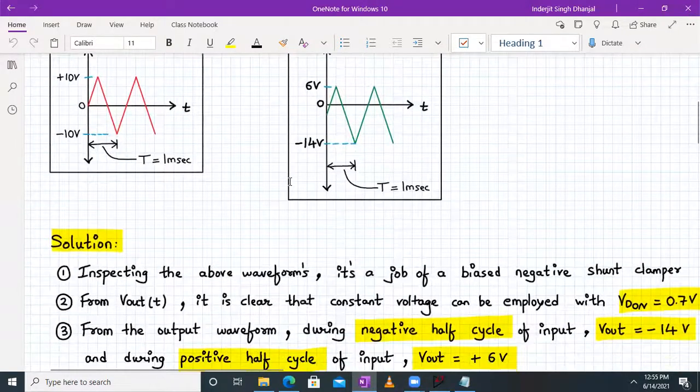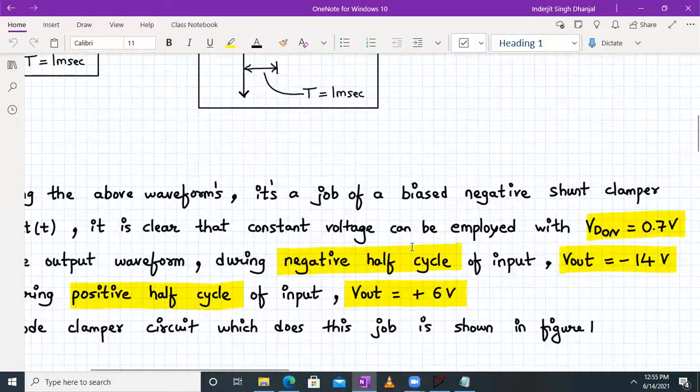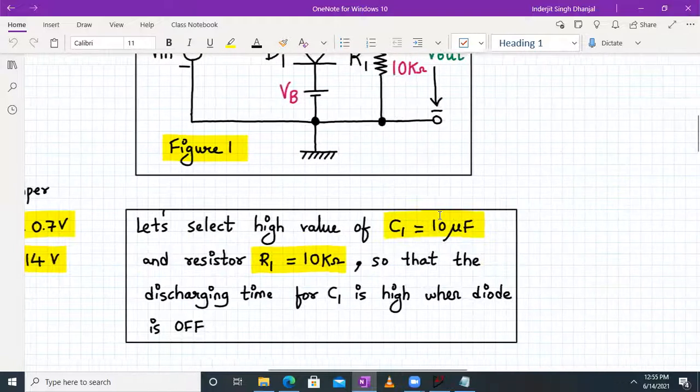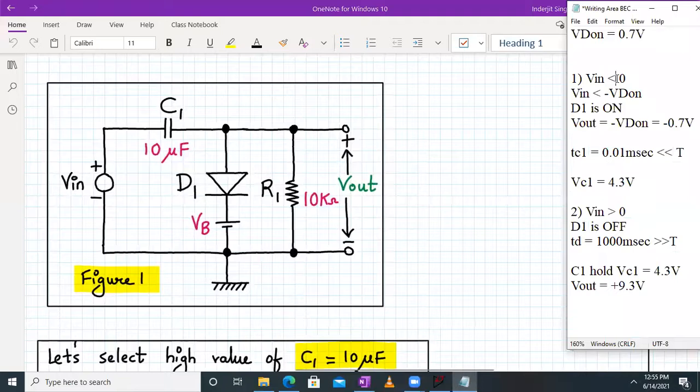And looking at the output waveform, V out is +6 in the positive half cycle maximum peak value, and V out is -14 in the negative half cycle, and we are going for a constant voltage model. So let us start with the analysis. Looking at the circuit, when do you think the diode will be on? Diode will be on in the positive half cycle, correct? For the negative half cycle, will the diode turn on? No. So look at the supply over here, VB. Is VB helping the diode to turn on, or is it opposing the diode to turn on?